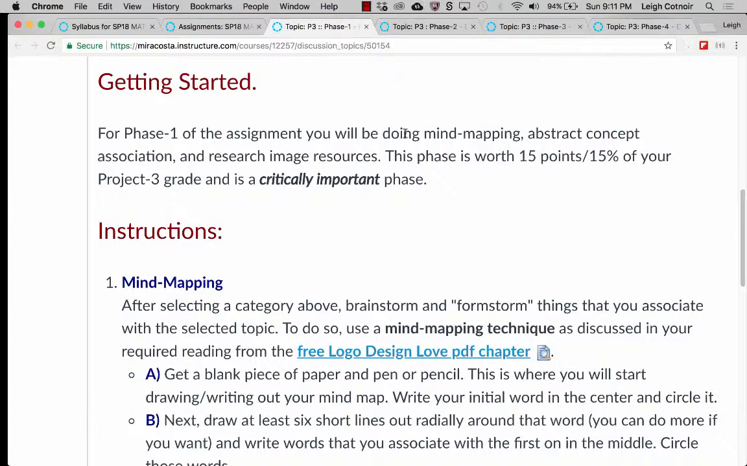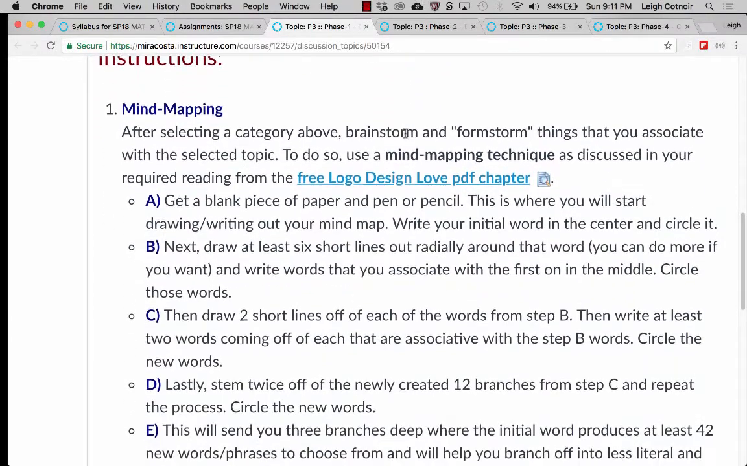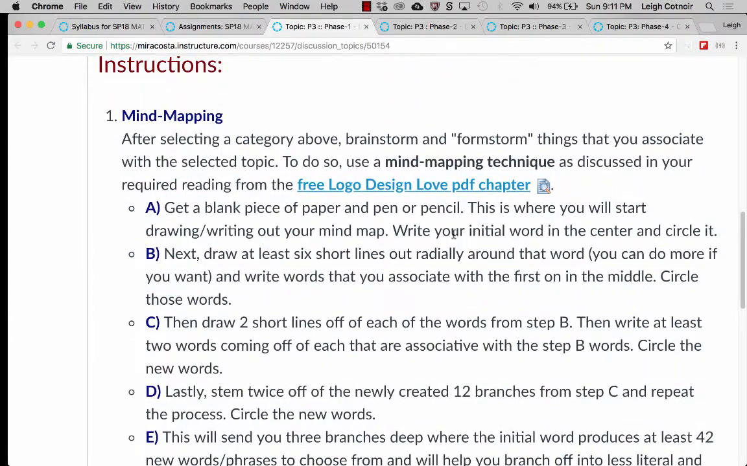To get started, one of the first things you're going to need to do, if you look at the instructions, is read this PDF. It's called the Free Logo Design Love PDF chapter, and it comes from a book that was recommended to you for this class called Logo Design Love. It's a great book, but it's not required. What's really wonderful is that the author provided this chapter free from the book, and I think it's one of the most important chapters in getting started. It teaches you a mind mapping technique, which is going to be required for this assignment.